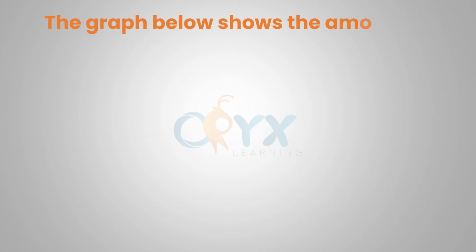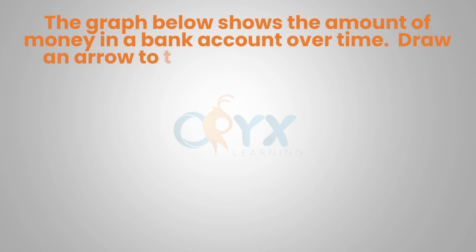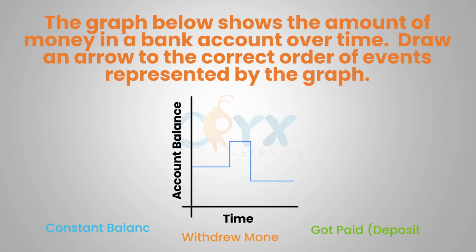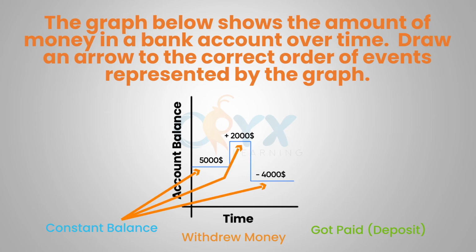The graph below shows the amount of money in a bank account over time. Identify each part of the graph as a constant balance, a withdrawal, or a deposit. For a constant balance, there would be no change. There are 3 places in which there is no change, and you can see by the arrows where they are. There is one place where the graph goes down or decreases. That would show a withdrawal of money. And there is also one place where the graph goes up, and that would imply that we got paid or made a deposit.